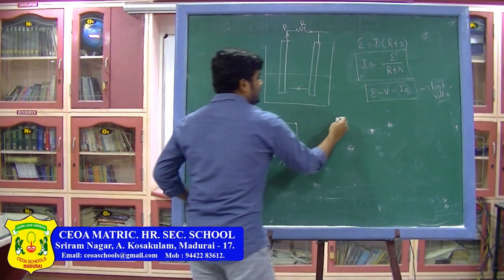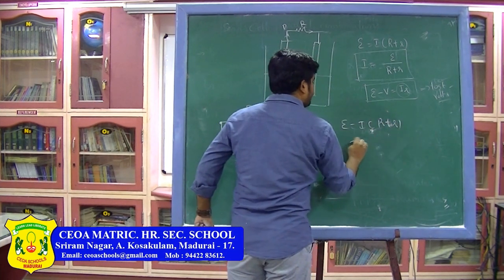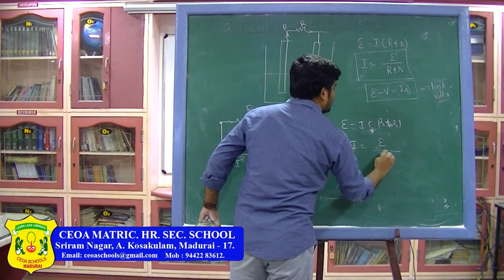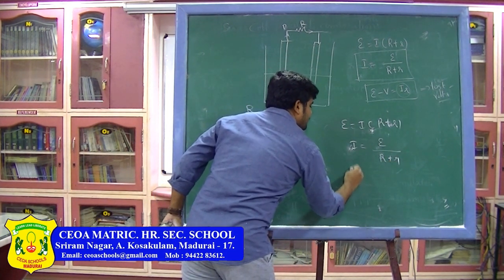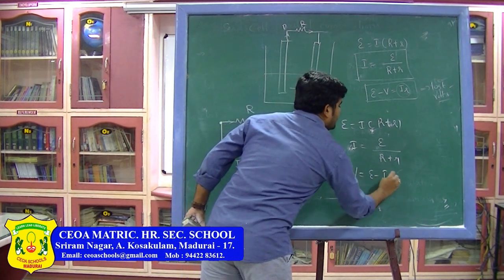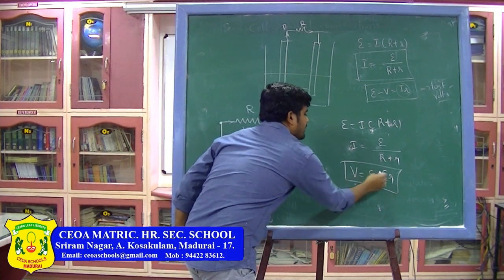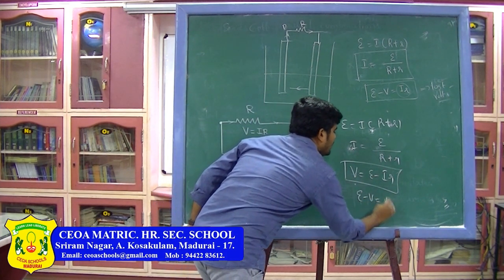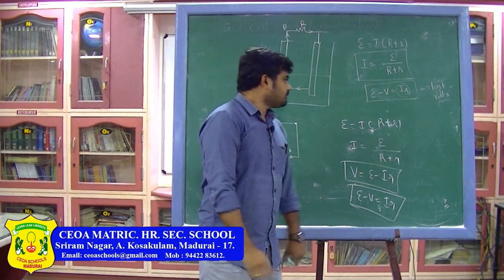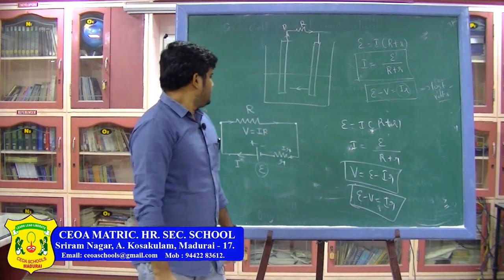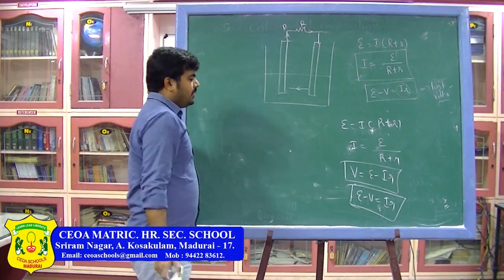First equation: E is equal to I into R plus small r. From this you can find the total current, E divided by R plus small r. Then I can write the cell equation, that is V is equal to E minus Ir. This is another important equation. And then the number of lost volts, that is E minus V is equal to I into small r. So this is the simple cell equation.